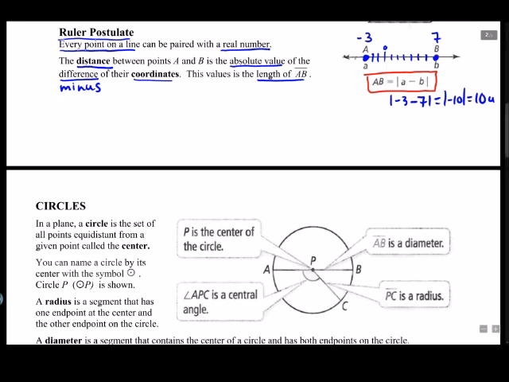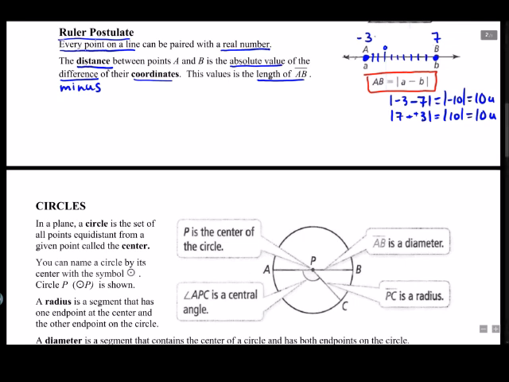Well, what if we go the other direction? Because we said we could name segments either direction. Well, we would take 7 minus a negative 3, and minus a negative is just plus a positive. That would give us 10. Absolute value of positive 10 is still positive. This is because distance is always a positive measurement.